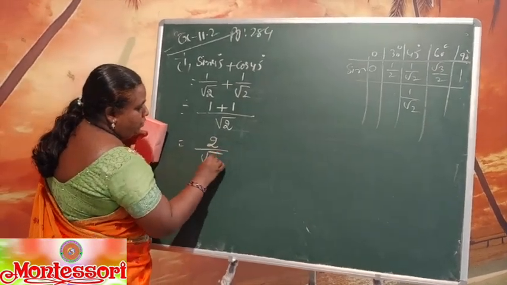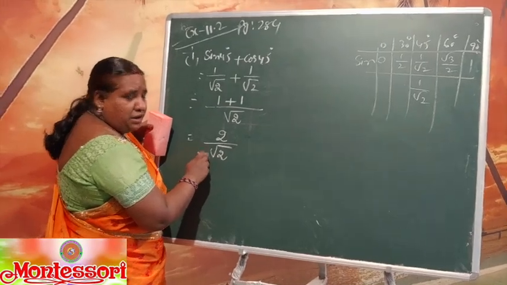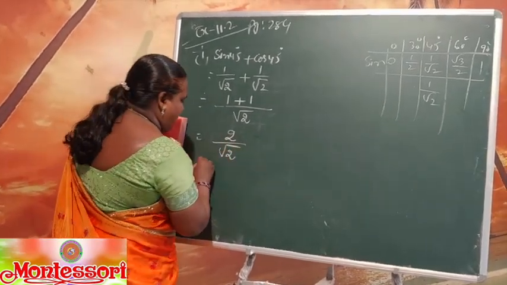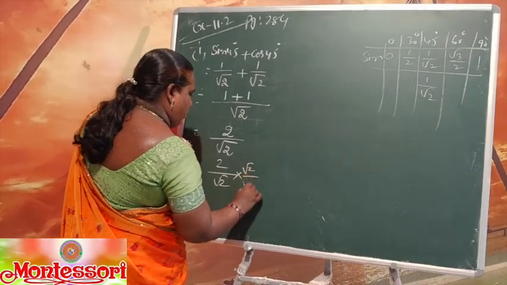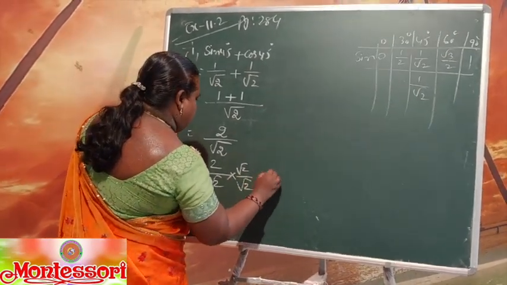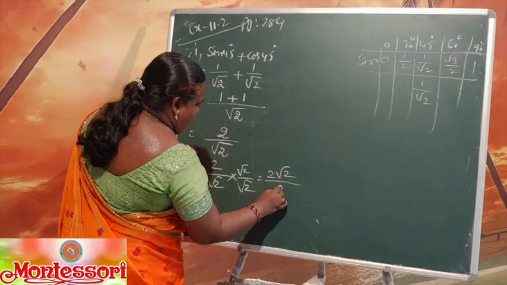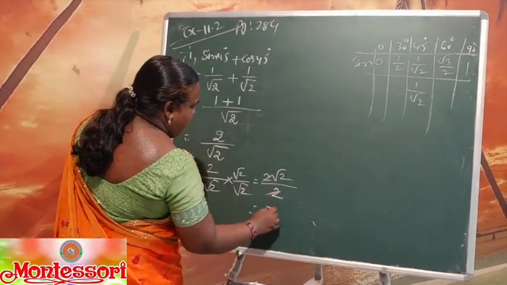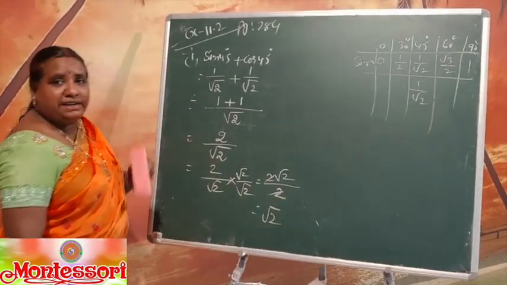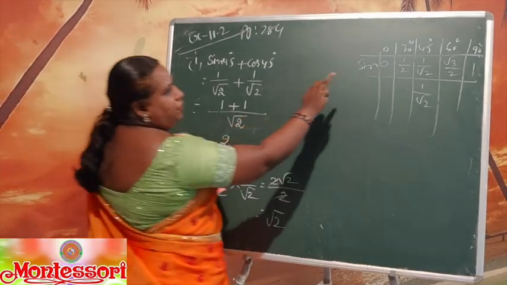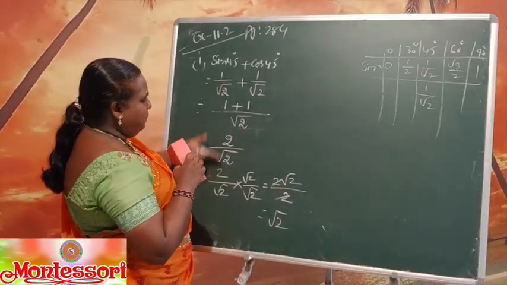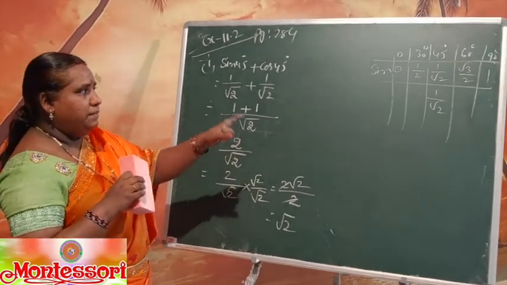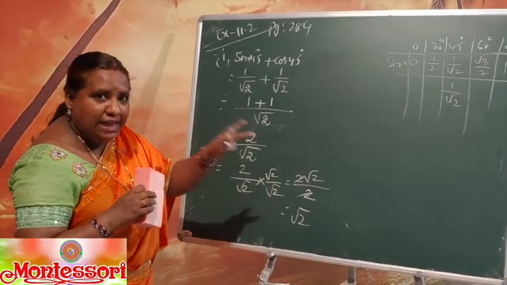2 by root 2. This is an irrational number. To remove that, rationalize both numerator and denominator: 2 root 2 by root 2 into root 2. So the answer is 2 root 2 by 2. The final answer is root 2. Okay children, once again I am saying, if you know this table, if it is in your mind, it is automatically a simple application only. That's why focus on the values very well.